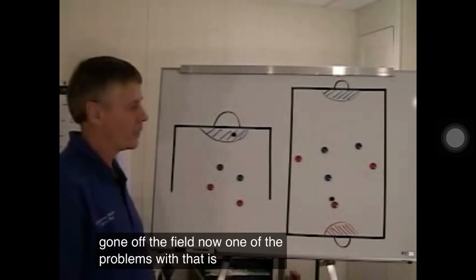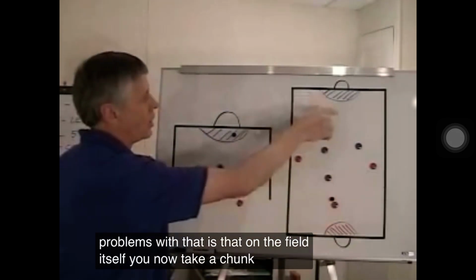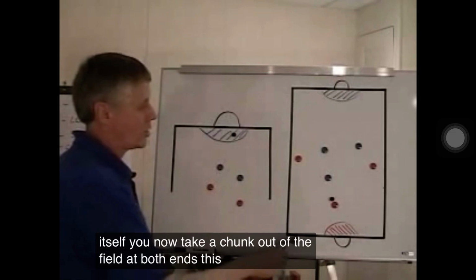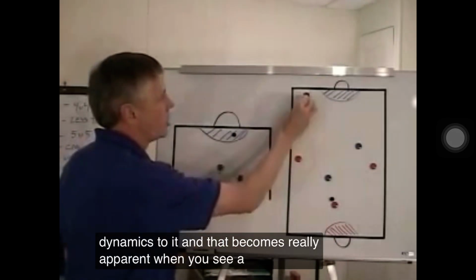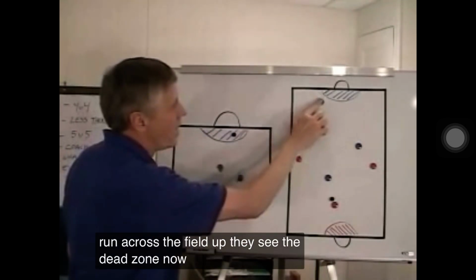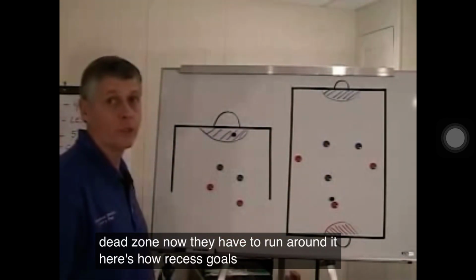Now one of the problems with that is that on the field itself, you now take a chunk out of the field at both ends. This means that your rectangular playing field now has a little bit of different dynamics to it. And that becomes really apparent when you see a child trying to run across the field. Oh, they see the dead zone. Now they have to run around it. Here's how recess goals can help solve this problem.